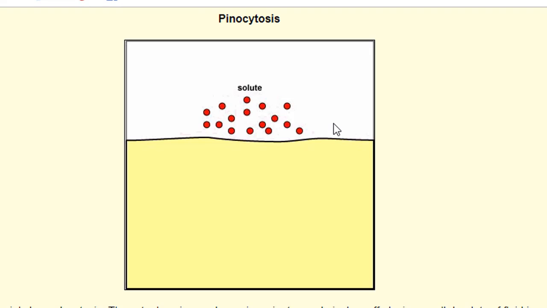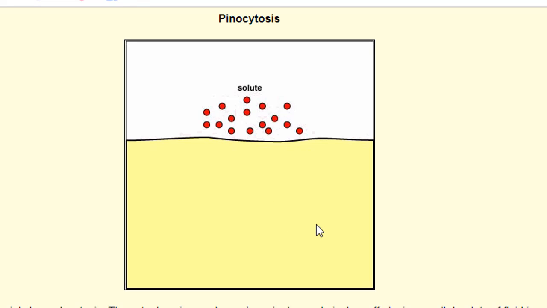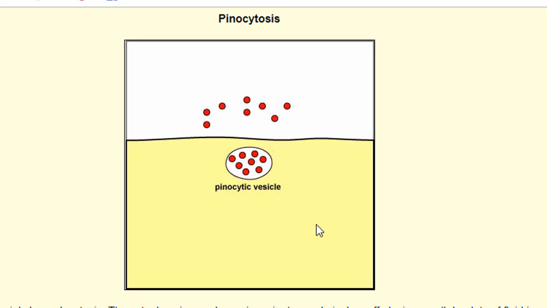So here you have solutes outside. We're going to have the ingestion of these molecules through a vesicle, but now we do not need the lysosome to bind with it. So we have the cell membrane forming around, forming a smaller vesicle, and then there's no need for a lysosome.